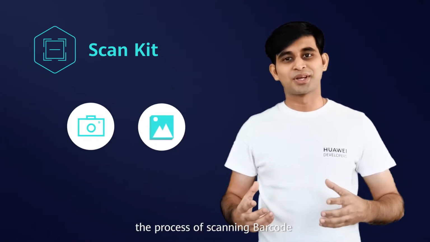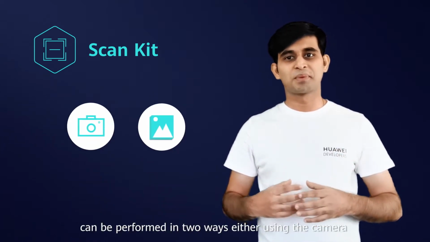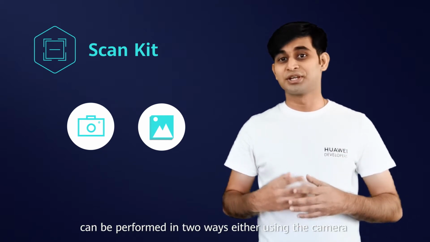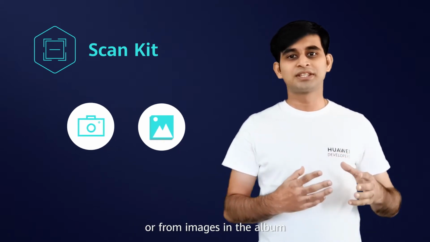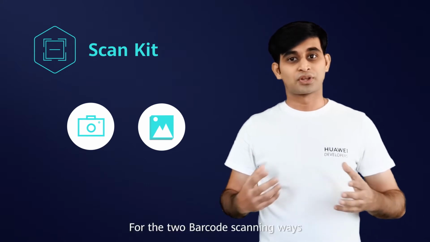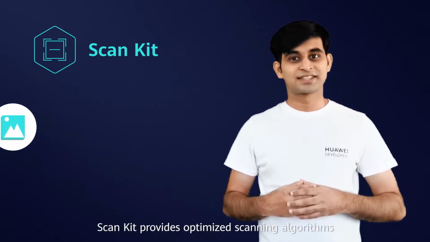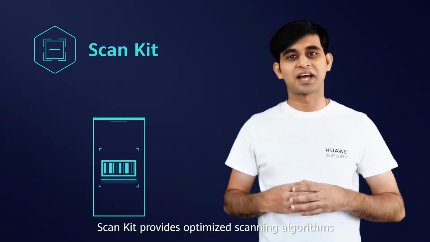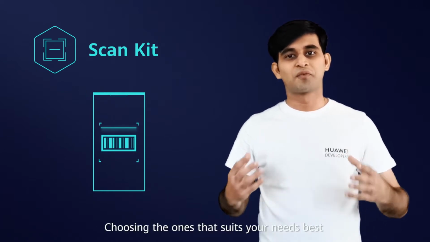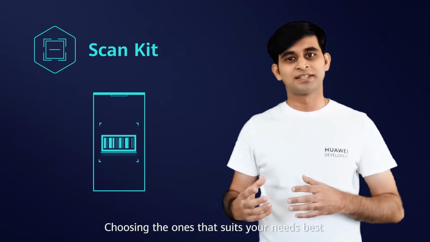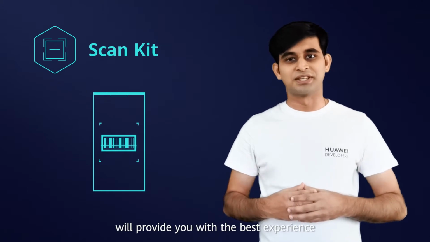In bitmap mode, the process of scanning barcode can be performed in two ways, either using the camera or the images in the album. For the two barcode scanning ways, ScanKit provides optimized scanning algorithms. Choosing the ones that suit your needs best will provide you with the best experience.